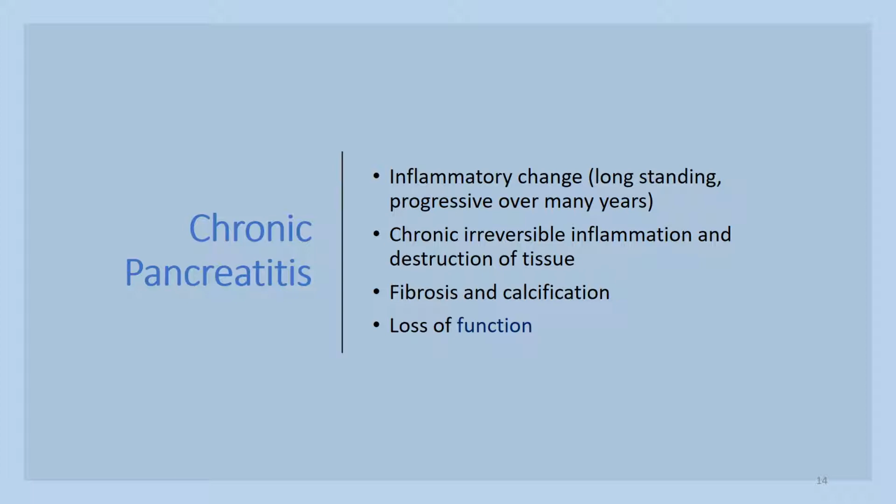We find that the pancreas has a progressive loss of function. Chronic pancreatitis often begins between the ages of 30 and 40 years. It's rare in children. So these patients may have a very long history of medical intervention. Inflammatory change, which is long-standing and progressive over a number of years. And there may be many associated pathophysiologies which have been previously discussed in this presentation.